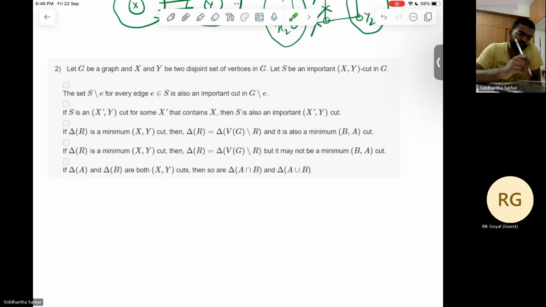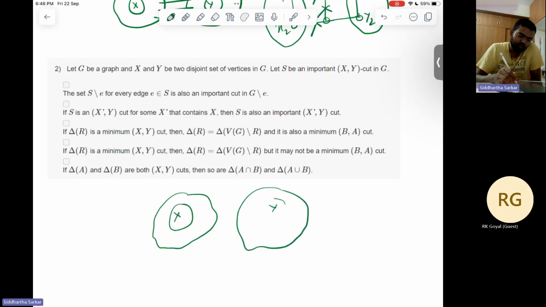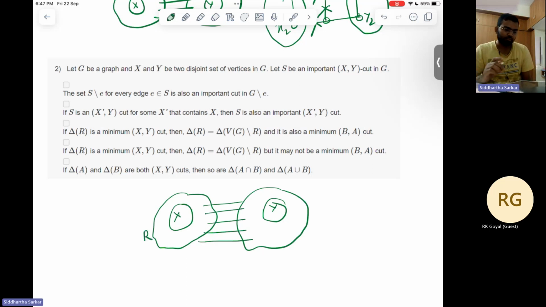So consider an XY cut. Let S be an important XY cut in G. So we have this setup: there is X, there is Y, there are some vertices which are reachable from X and some vertices which are reachable from Y after you have removed the cut edges. So this is R, and R is not expandable. This is S. Because R is not expandable and S is a minimal cut, it is also an important cut.